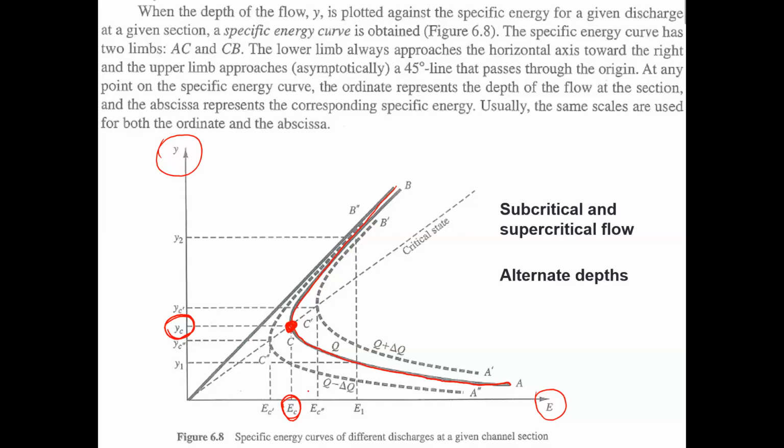Then for a given flow rate, you can understand that we have two depths, that is y1 and y2. So you understand, we are talking about the same flow rate, but we can have two depths, y1 and y2. For a given flow rate and the same specific energy, we can have two depths. So this y2 is larger than y1.